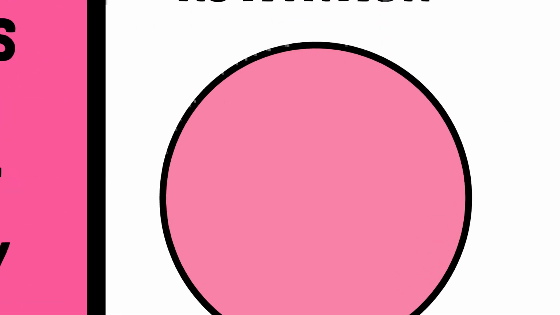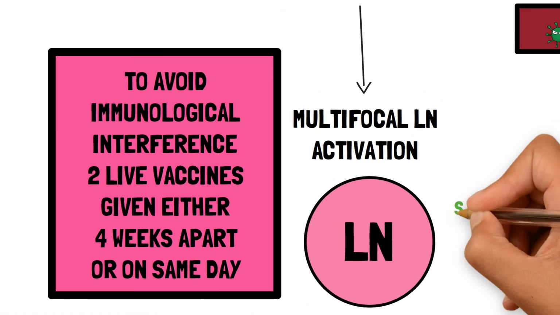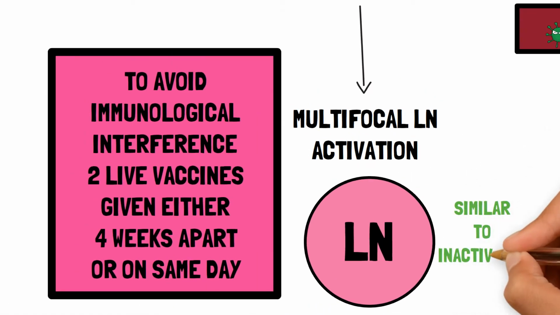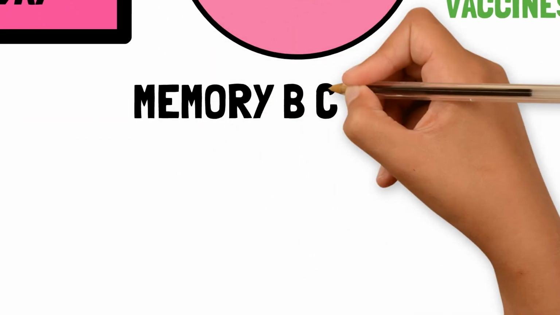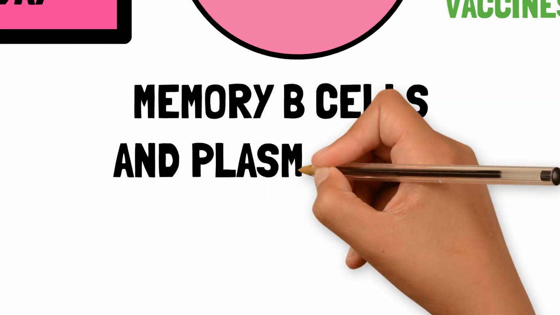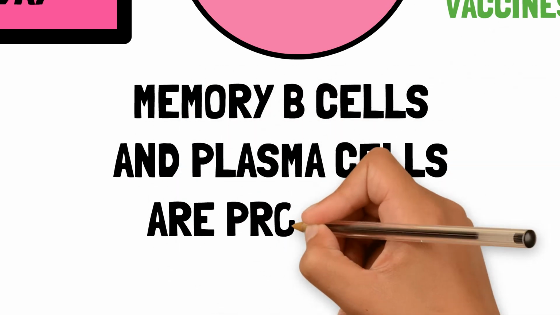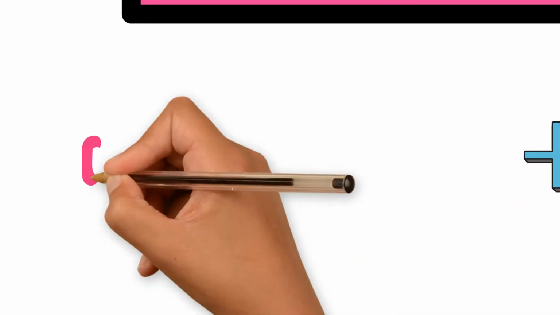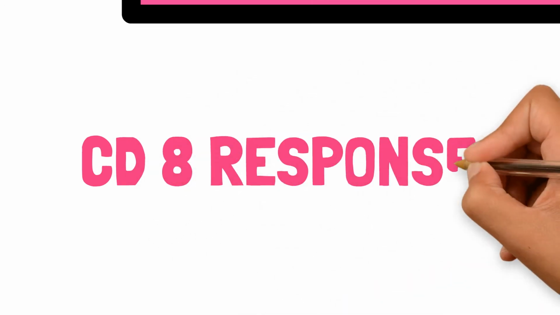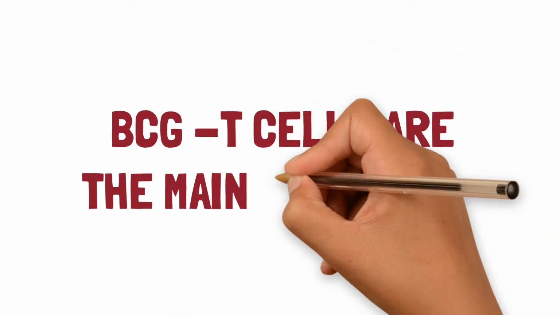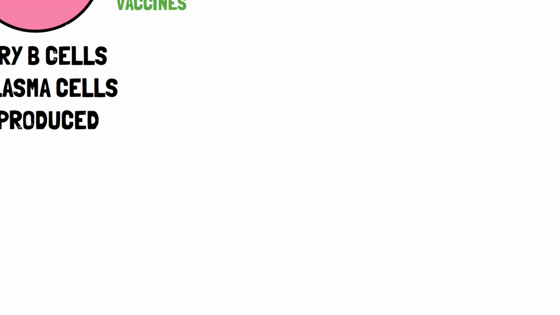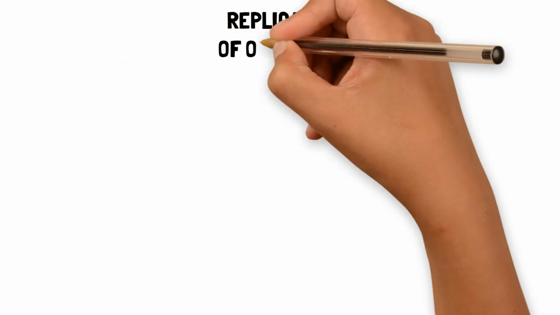Inside the lymph node, the mechanism of action is similar to other inactivated vaccines. That is, follicular T helper cells are activated and then they activate B cells, and the B cells differentiate into memory B cells and plasma cells. The plasma cells produce antibodies. In addition, in live viral vaccines, there is also a CD8, that is cytotoxic T cell, response. For the live bacterial vaccine, BCG, T cells are the main effectors. In contrast to inactivated vaccines, there is replication of organisms in live vaccines.